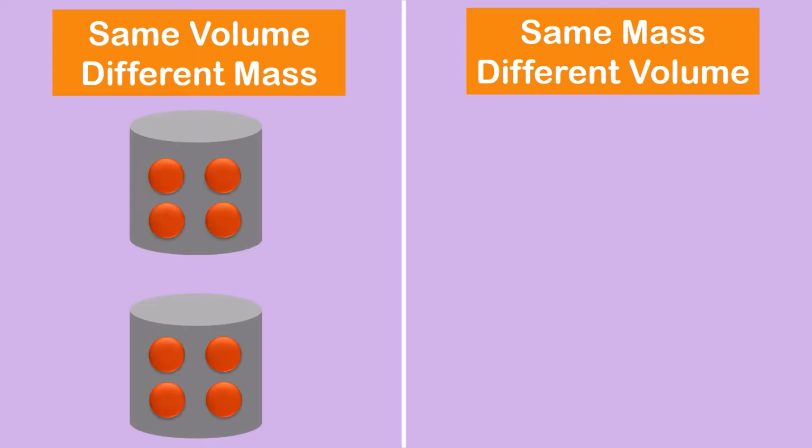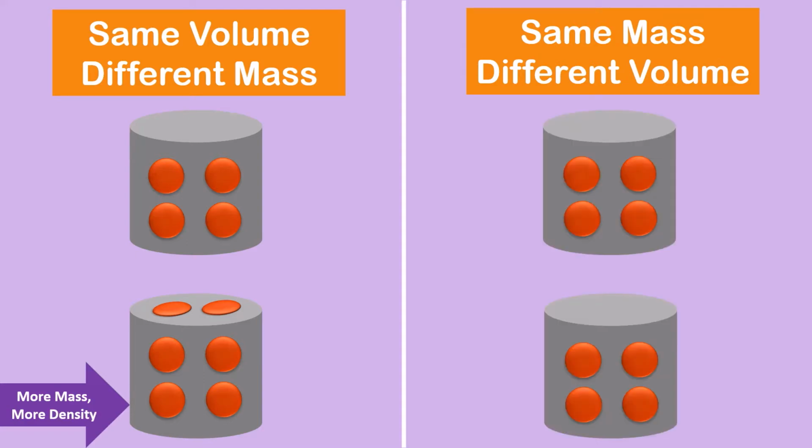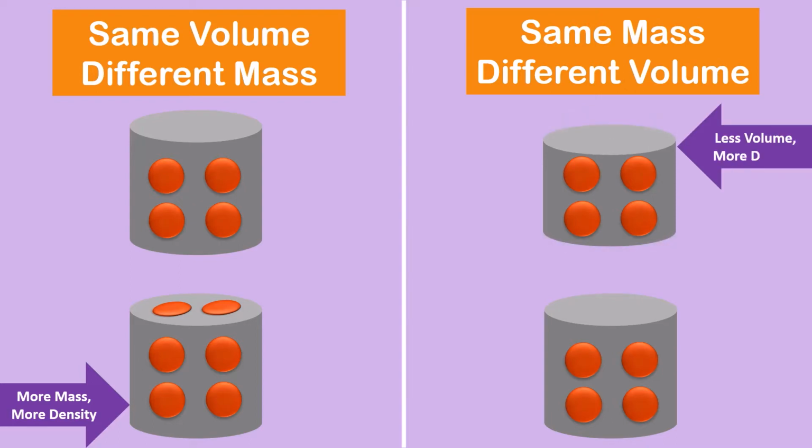If there are two objects of the same volume, then the one with more mass is said to have more density than the one with less mass. However, if two objects have the same mass, then the one which occupies less space is said to have more density than the object which occupies more space.